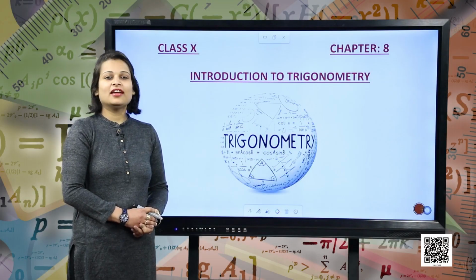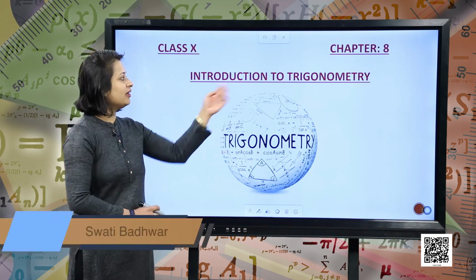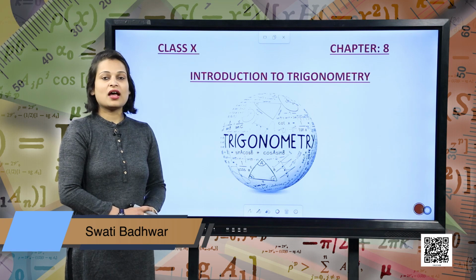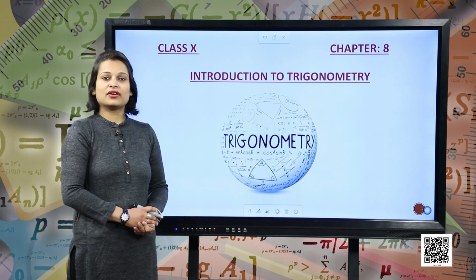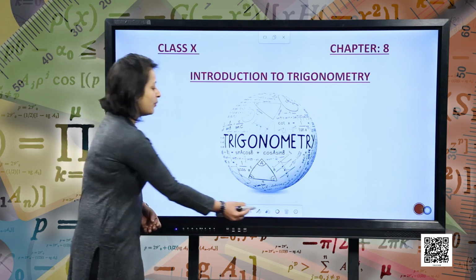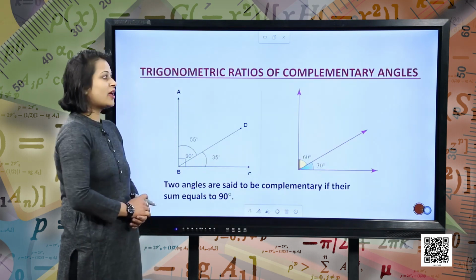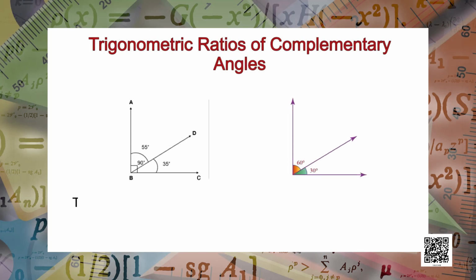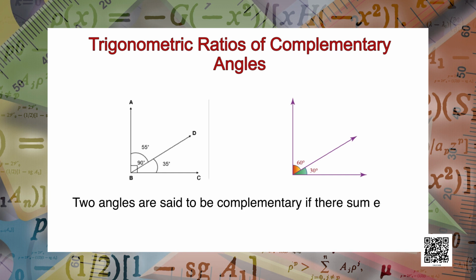Hello students, in the previous session of chapter 8 Introduction to Trigonometry, we have already discussed how to calculate trigonometric ratios of some specific angles, and today we are going to discuss how to calculate trigonometric ratios of complementary angles. Now two angles are said to be complementary if their sum equals 90 degrees.